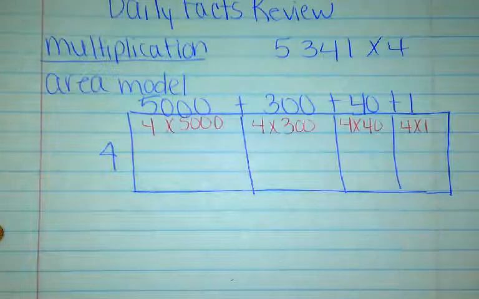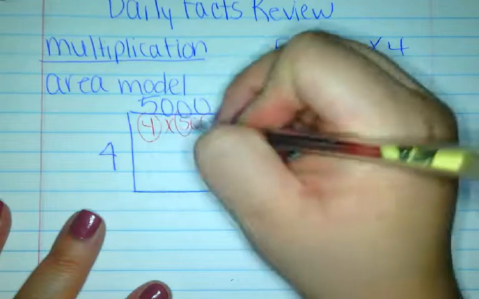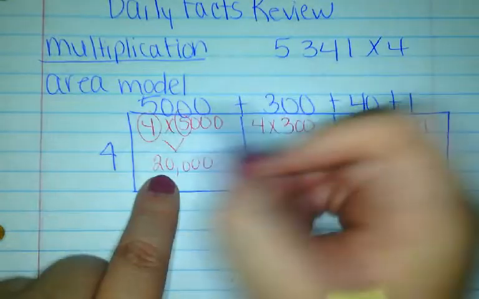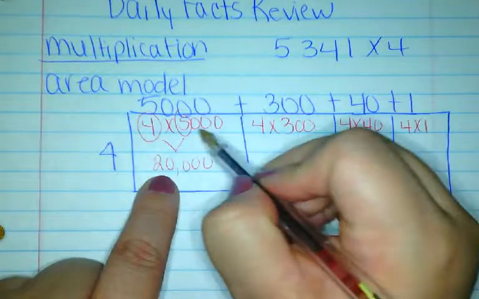Then we multiply. What's 4 times 5? 20,000. 4 times 5 is 20, and then the 3 zeros.